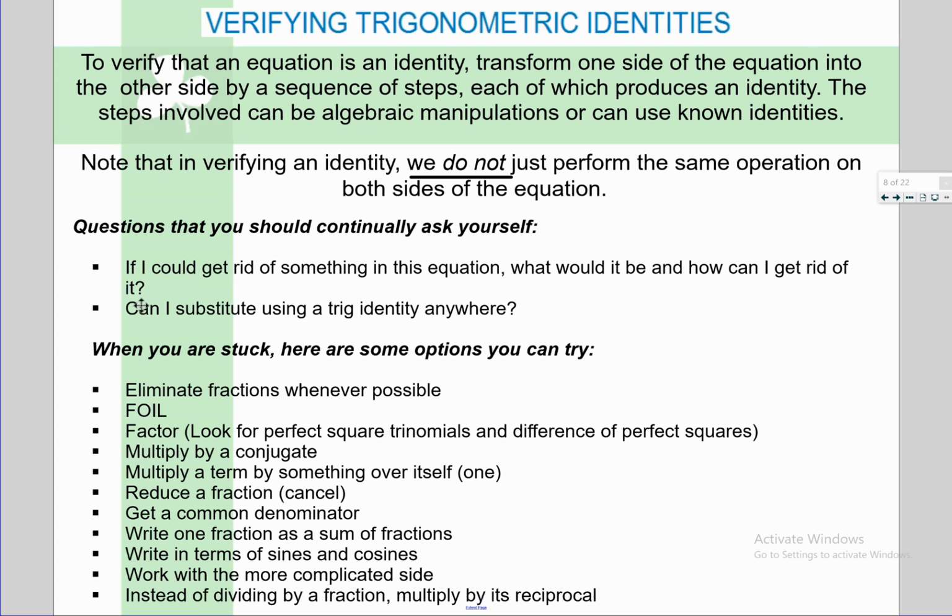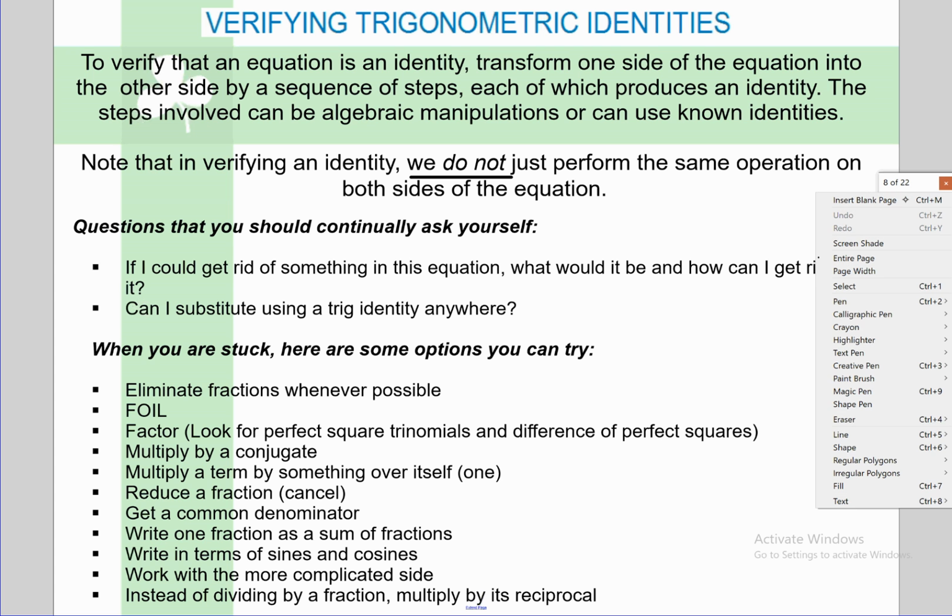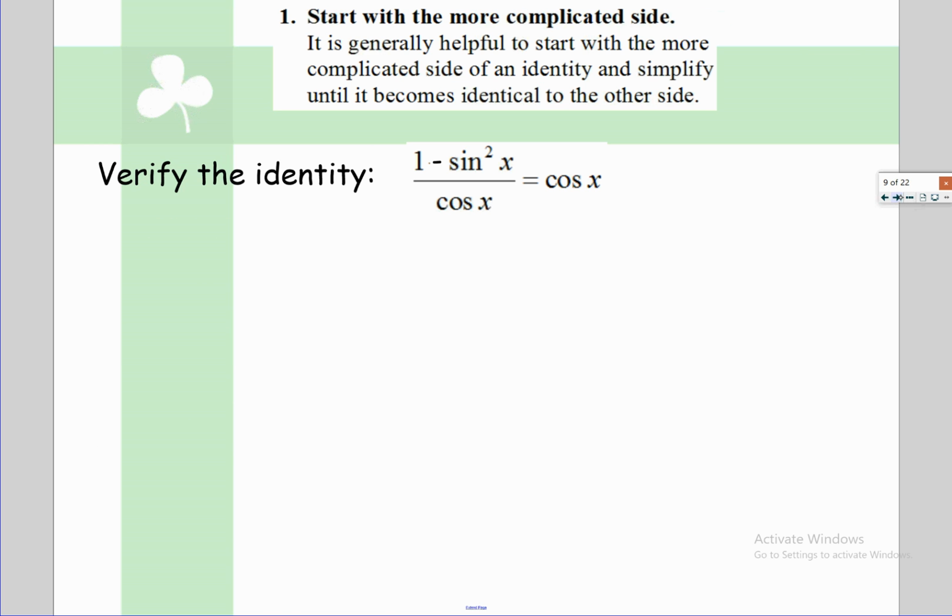Okay. So what we're going to do today is practice a bunch together, and then tomorrow we're just going to practice more. Practice makes perfect. Okay. All right, so here's our first identity: 1 minus sine squared over cosine equals cosine.